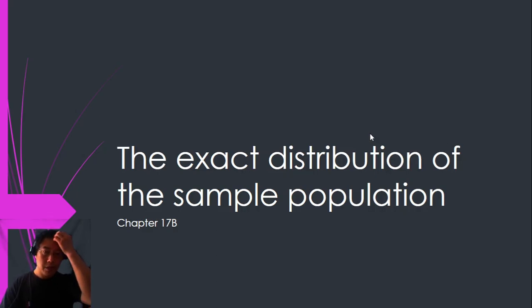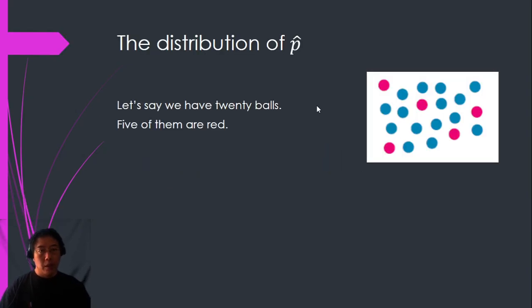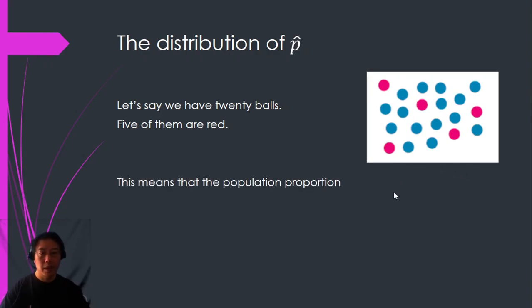Alright, let's continue with looking today at the exact distribution of the sample population. Remember your sampling proportion, p hat. So let's say you have 20 bulls, 5 of them are red. And that is your population. Keeping that in mind, the population proportion of red bulls is going to be 1/4.